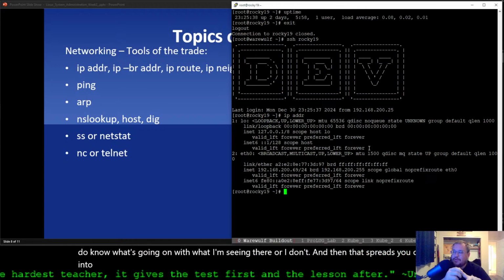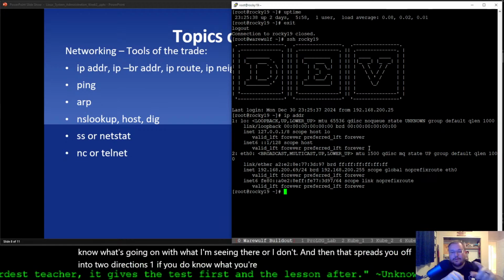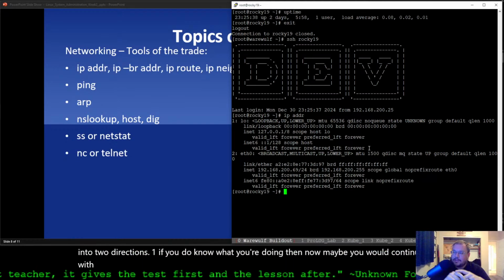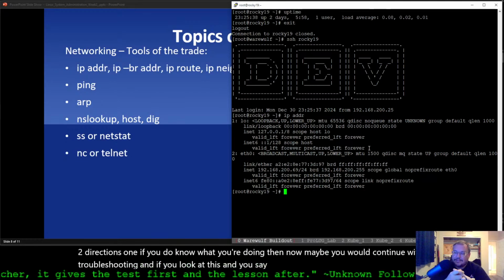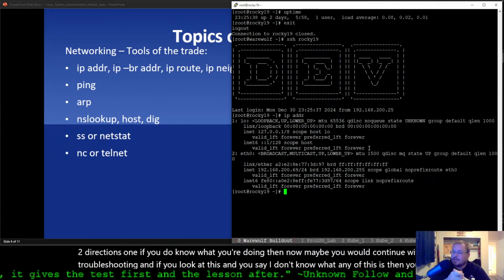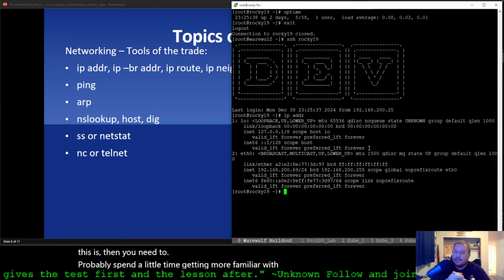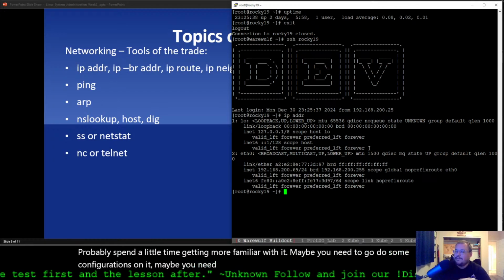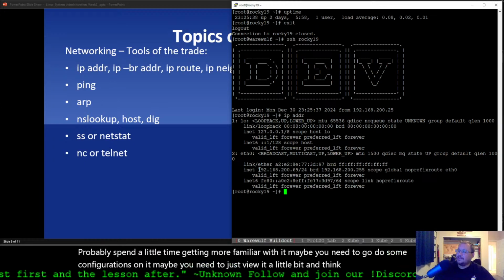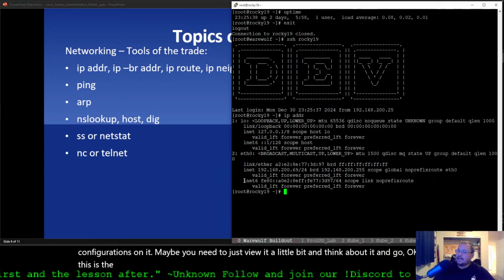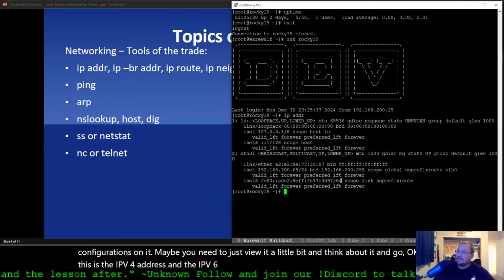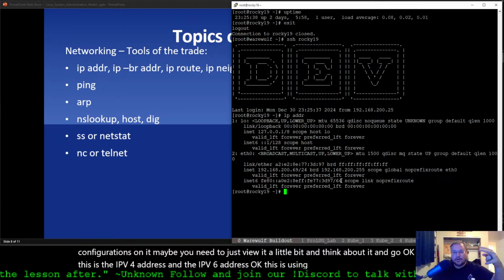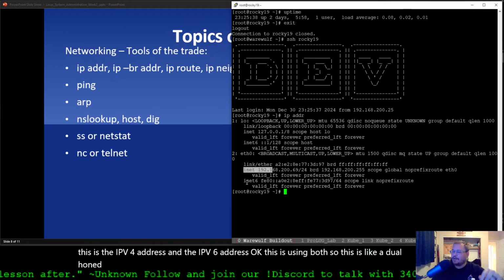And then that splits you off into two directions. One, if you do know what you're doing, then maybe you would continue with troubleshooting. And if you look at this and say, I don't know what any of this is, then you need to probably spend a little time getting more familiar with it. Maybe you need to go do some configurations on it. Maybe you need to just view it a little bit and think about it and go, okay, this is the IPv4 address and the IPv6 address. Okay, this is using both. So this is like a dual-homed network for both IPv4 and IPv6.